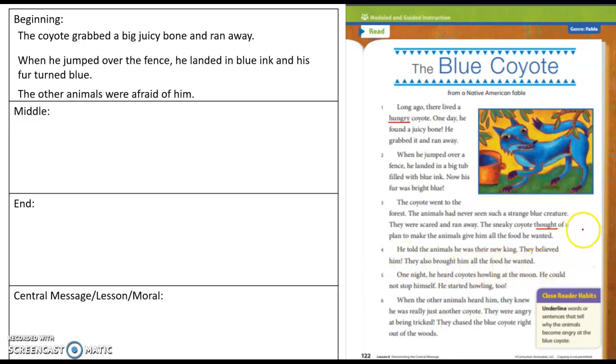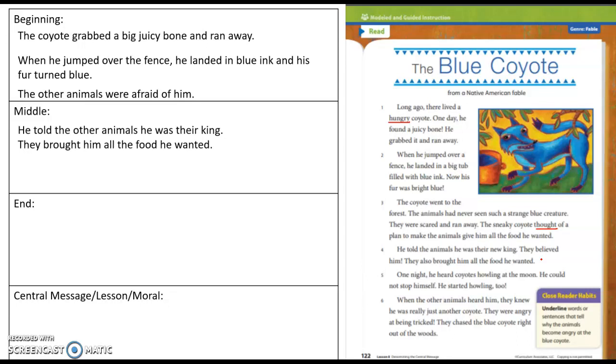So first he responds through his thoughts. He thinks of a plan and then he acts on his plan. So he responds through his actions. What does he do? He tells the other animals he was their king. Then they bring him all the food he wants. So now they're kind of catering to him.